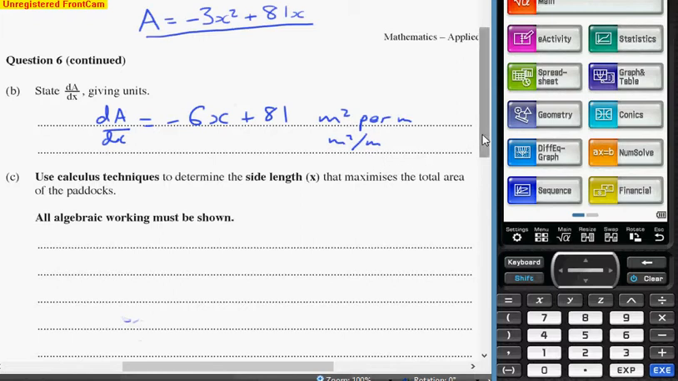But it's area per length, meters squared per meter. Right, now let's find part C. Using calculus techniques, determine the side length x. We've got to find what x is, that gives us the maximum total area.